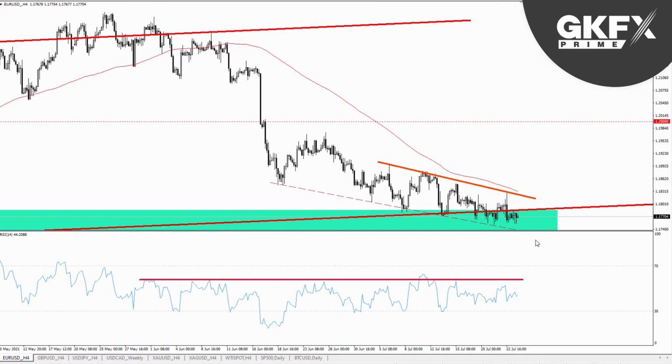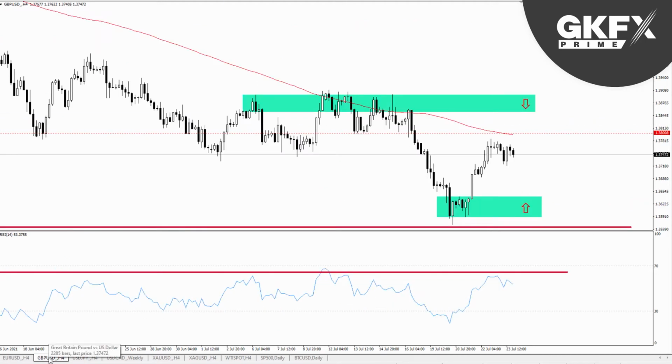We're trading with the trend until there's a decisive sign that the trend has ended, and we've just looked at that long-term support and seen a reason that potentially it would end. So let's switch gears to the British pound.